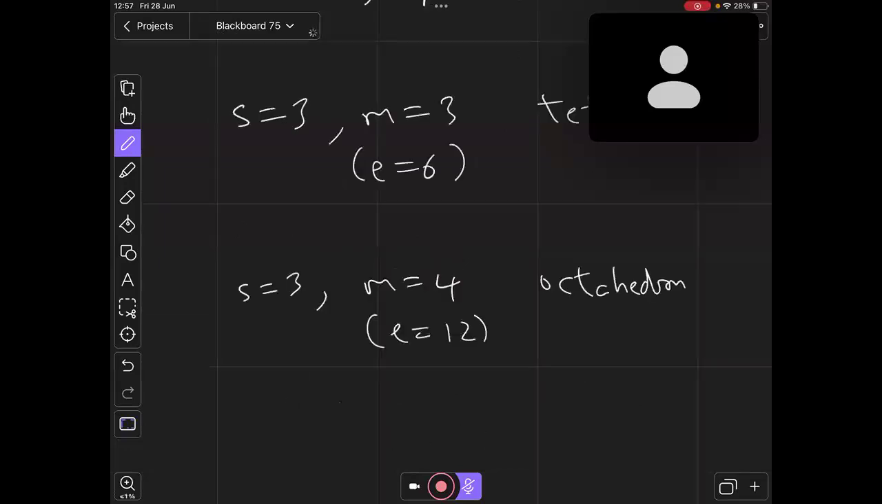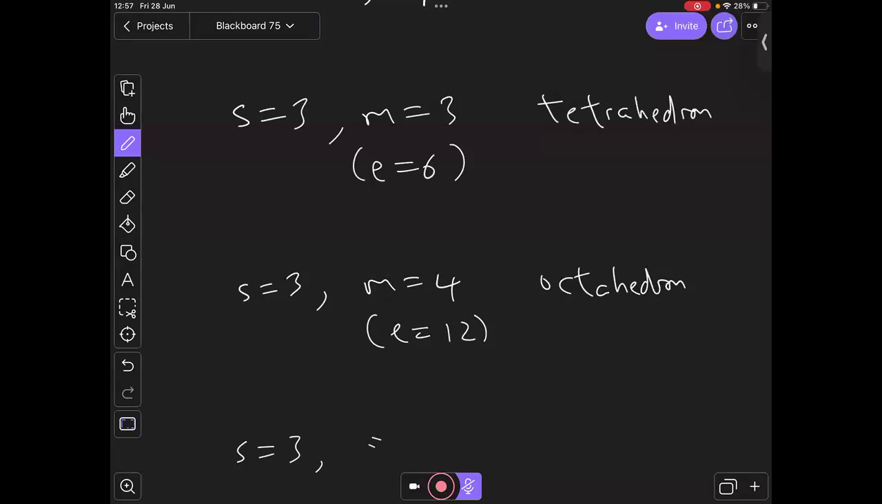But now let's try S equal to 3 and M equal to 5. Sorry, my pen keeps running out. Just give me a moment. I'm almost finished. I'm just going to do one more and then we'll stop. Is this making sense, this table? Hello? Yeah, I can.